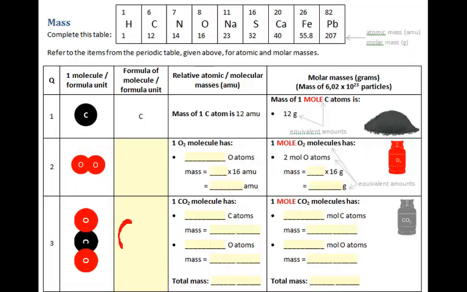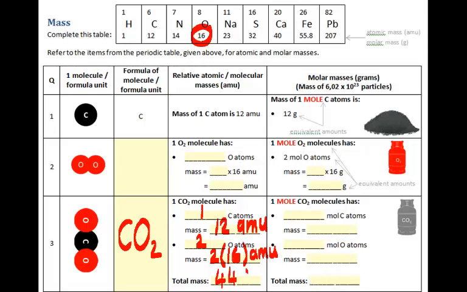Here we have a carbon dioxide molecule. Each molecule of carbon dioxide contains 1 carbon atom and 2 oxygen atoms. That 1 carbon atom has a mass of 12 atomic mass units, and each of the oxygen atoms has a mass of 16 amu. So 2 of them together have a mass of 2 times 16 amu, which is 32 amu. 32 plus 12, 44 atomic mass units is the mass of one single carbon dioxide molecule.